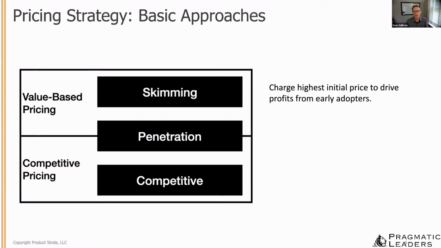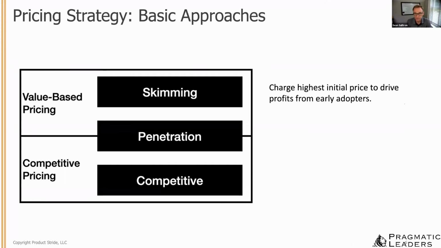Skimming is a strategy where when you enter a market with a new product, could be just a brand new version of a product in an existing category, or you're generally creating a whole new product category, you are going to charge a premium. You're going to charge the highest initial price for that product that you think the market can bear. And this is because you're going to be going after early adopters that have the greatest pain point or greatest need or have the greatest perceived value in the product that you're offering.